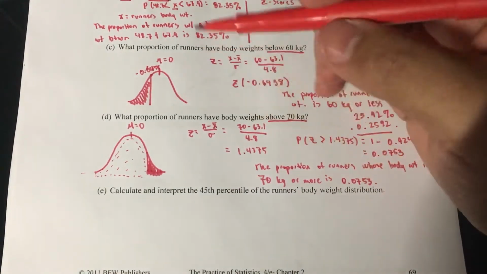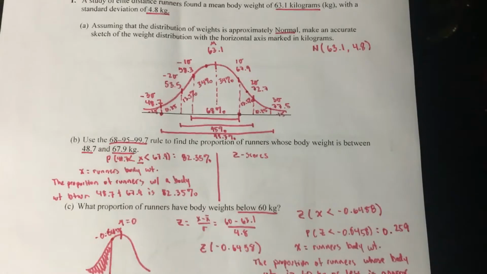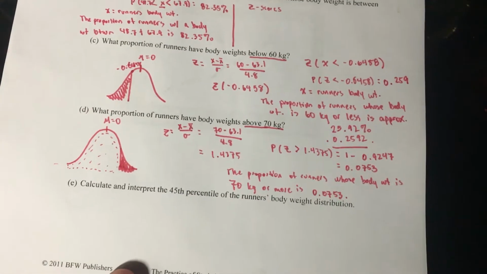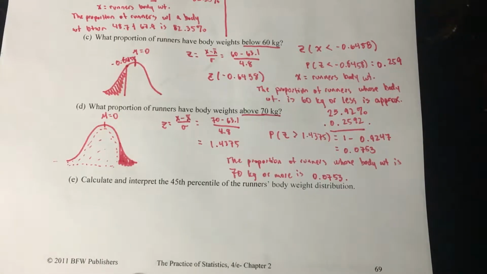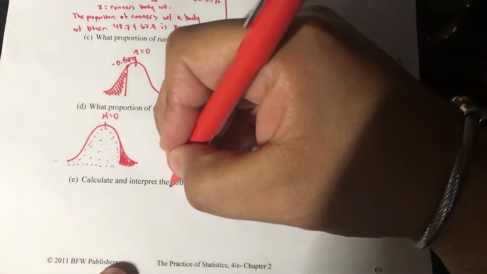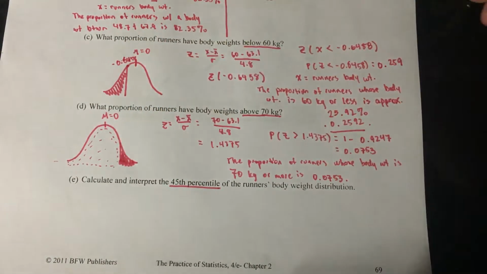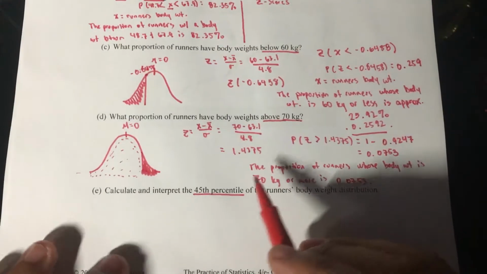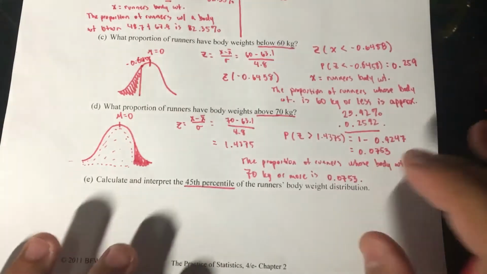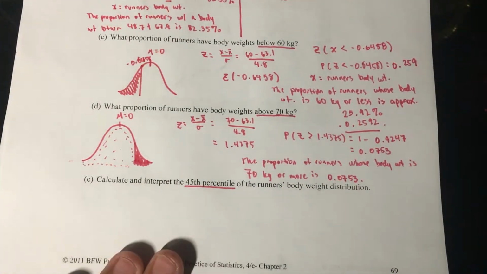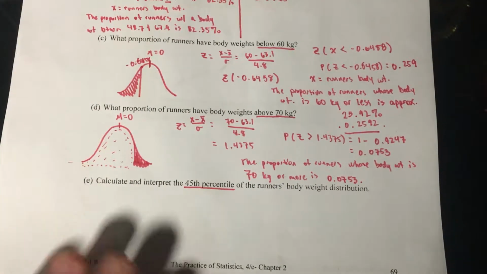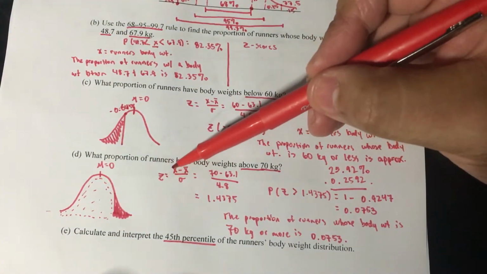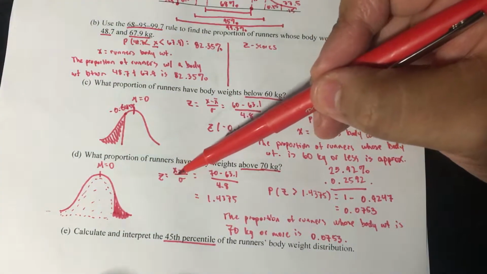Alright, so this is a continuation of the last problem we were doing. Calculate and interpret the 45th percentile of the runners' body weight distribution. Here I'm dealing with a percent. This is what's different about this one: I started with a percent, and I want to find an actual value. I'm still going to use the equation I've been using, but now I want this x value. That's really what I'm looking for.